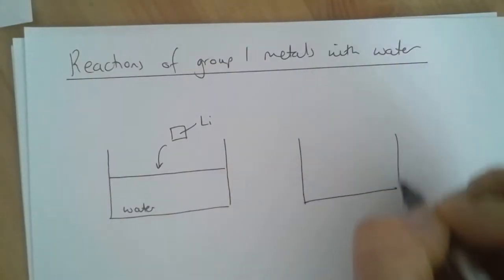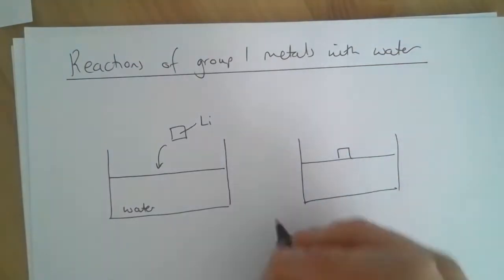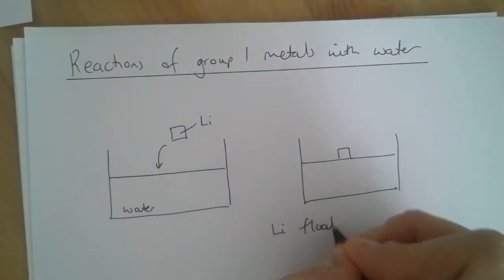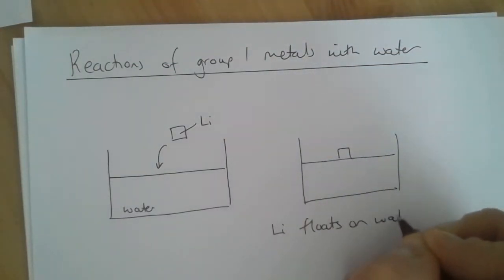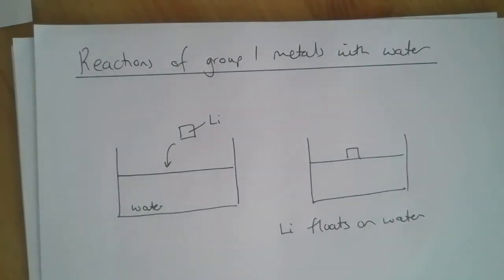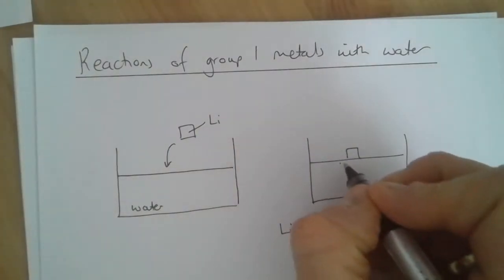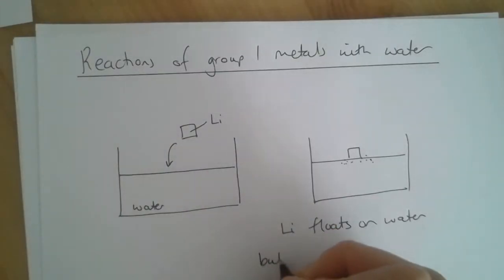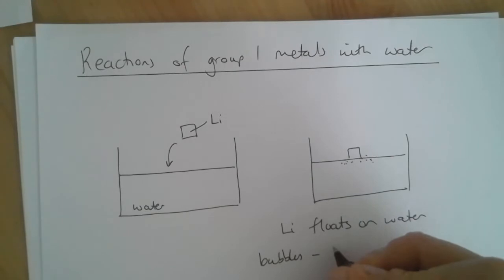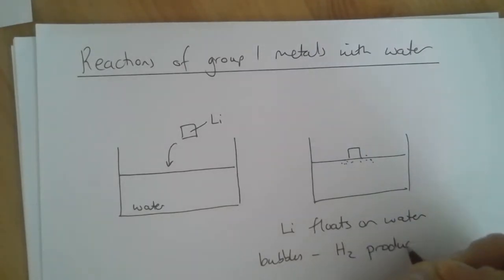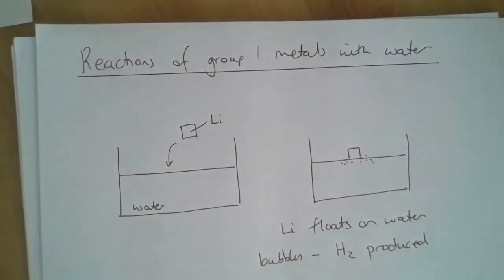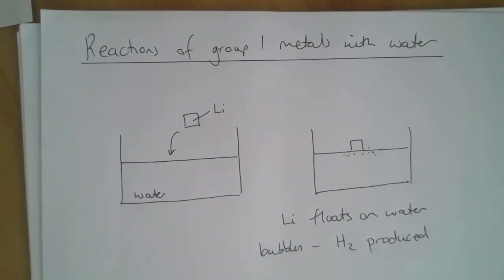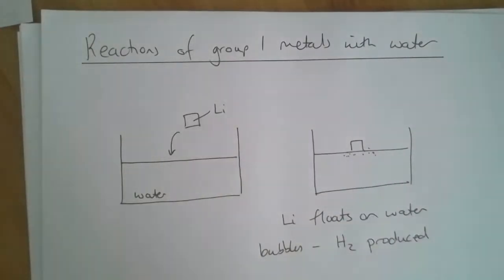Well, the first thing to note is that the lithium would float on water, and the reason it floats on water is because lithium metal is less dense than water. The second thing to note is that we would get some bubbles around the lithium, and that's because the lithium reacts with water and produces hydrogen gas. So in this case, I'm just giving its symbol, which is H2. It would also move around on the water surface because of the bubbles being produced.